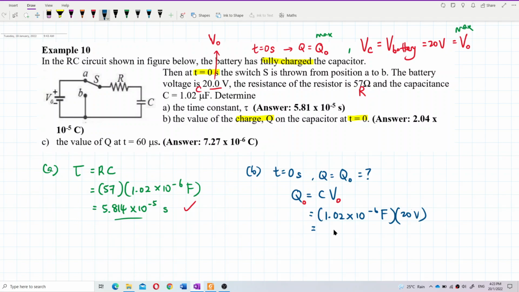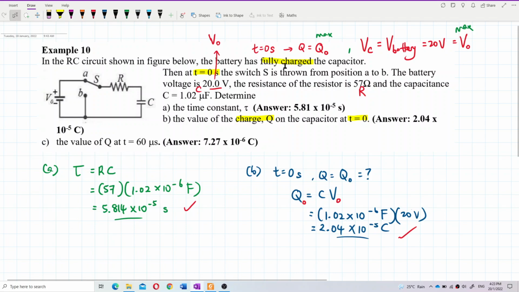Alright, so I got 2.04 exponent -5 coulomb. That's my answer. Okay, so is that correct? My initial charge at 0 second, yeah, 2.04 exponent -5 coulomb. That's correct. Okay. So finally, what is the charge at 60 microsecond?